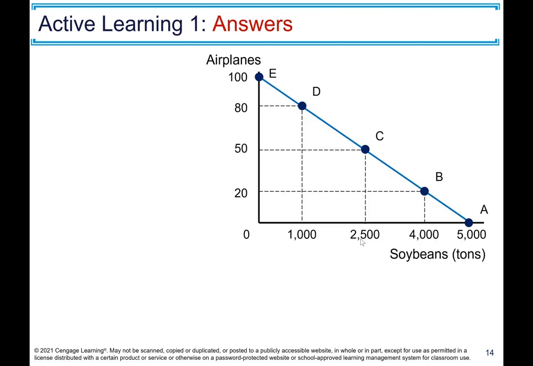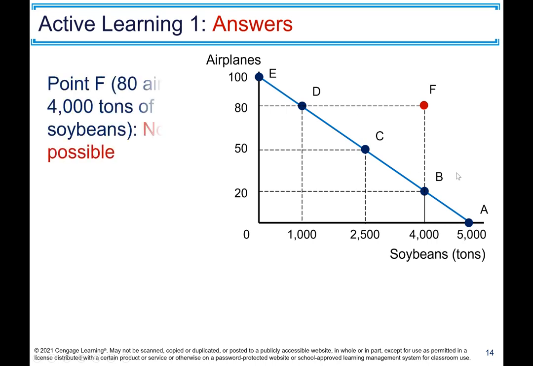If we look at the graph, we can place this point as 80 airplanes and 4,000 tons of soybeans, and since it is to the right of this curve, it is not feasible. Point F, 80 planes and 4,000 tons of soybeans, is not possible, not feasible at all.